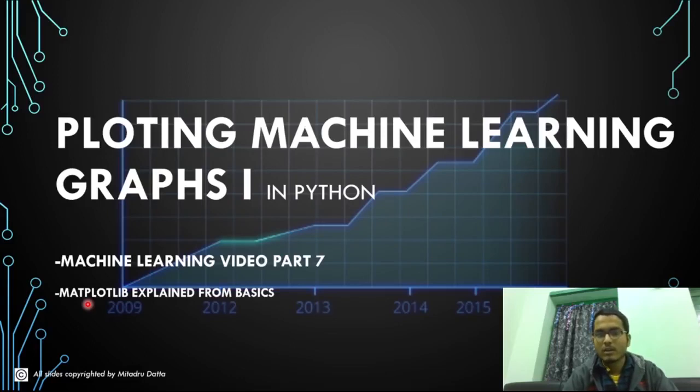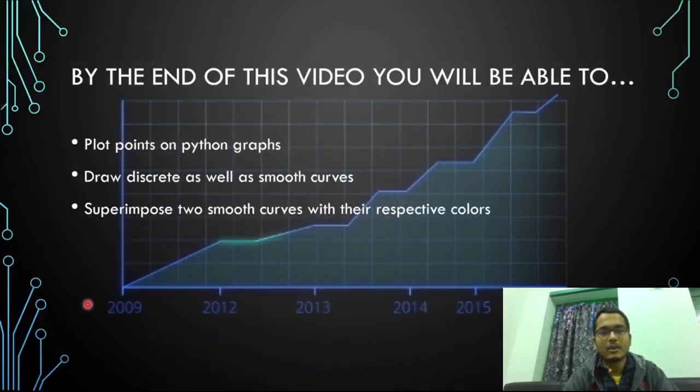So using Python Matplotlib, which we installed in our previous video, we are going to plot graphs. By the end of this video you will be able to plot points on Python graphs, draw discrete as well as smooth curves, and superimpose two curves with their respective colors. So I will request you to watch this video till the end.